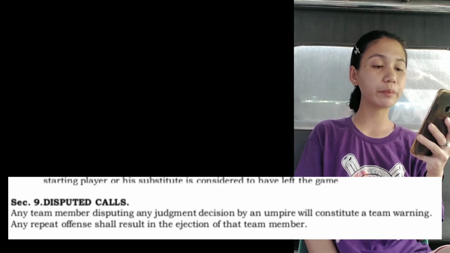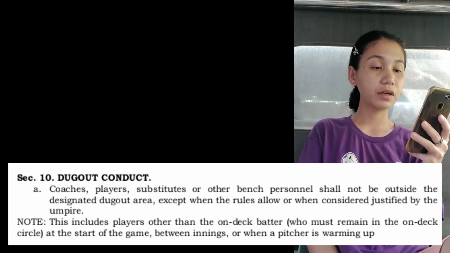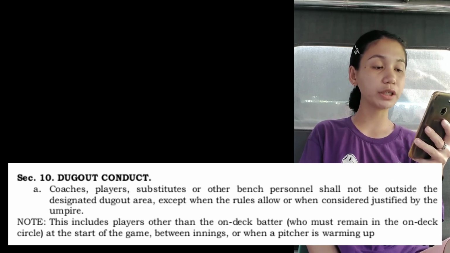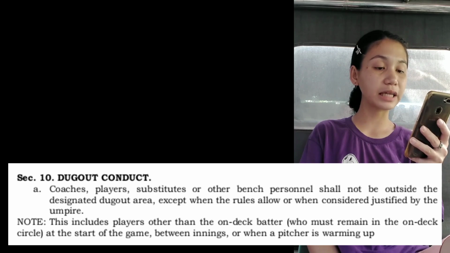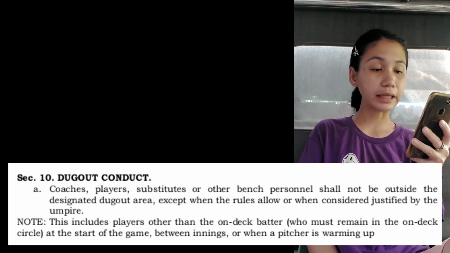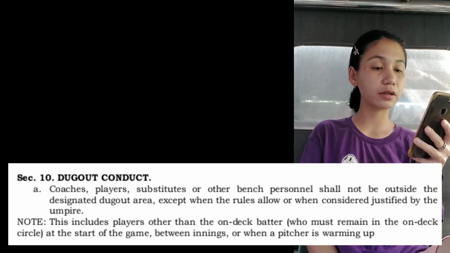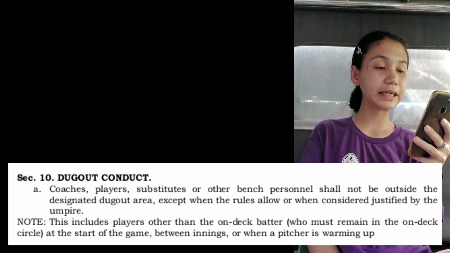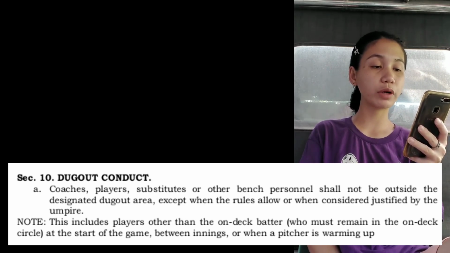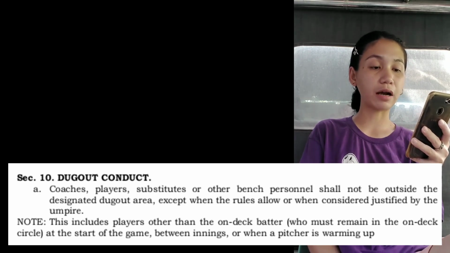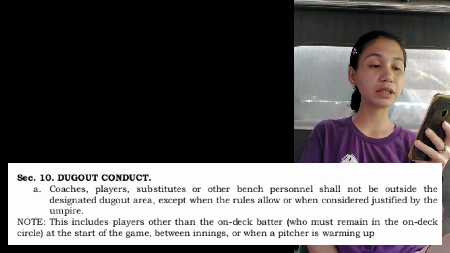So let's move on to rule number 4, section 10, dugout conduct. A. Coaches, players, substitutes, or other bench personnel shall not be outside the designated dugout area, except when the rules allow or when considered justified by the umpire. Note that this includes players other than the on-deck batter, who must remain in the on-deck circle at the start of the game, between innings, or when the pitcher is warming up. So B, there shall be no smoking in this designated dugout area. So that is rule number 4, section 10, dugout conduct.